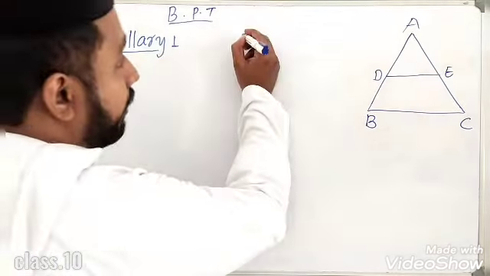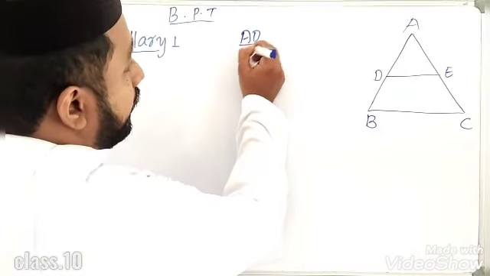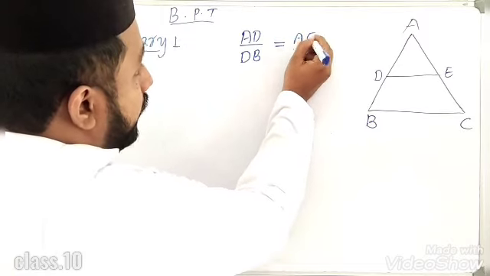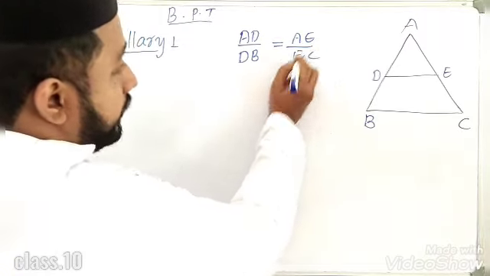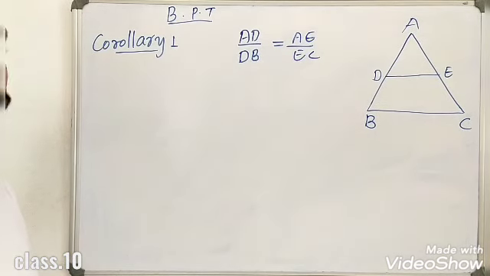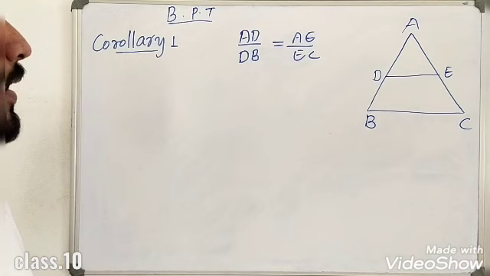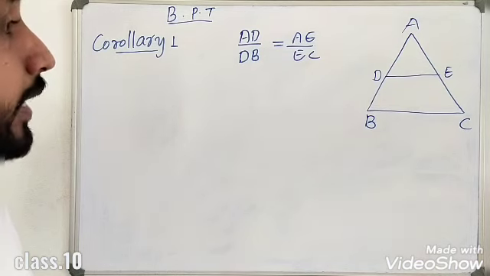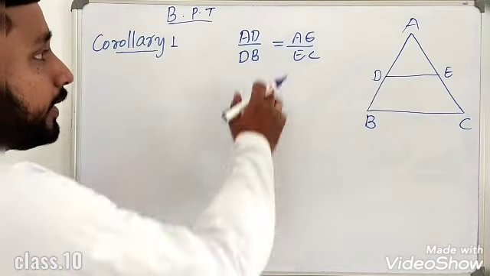That is, we have studied AD by DB, which is equal to AE by EC. This is our basic proportionality theorem. So we are going to prove corollary number 1. That is, we have BPT: AD by DB is equal to AE by EC.